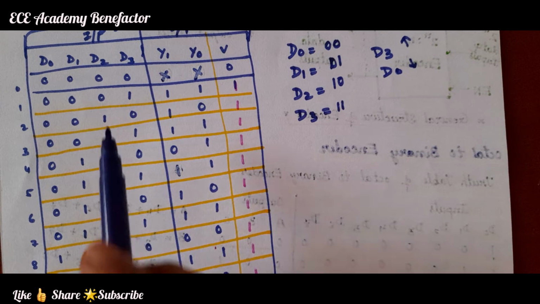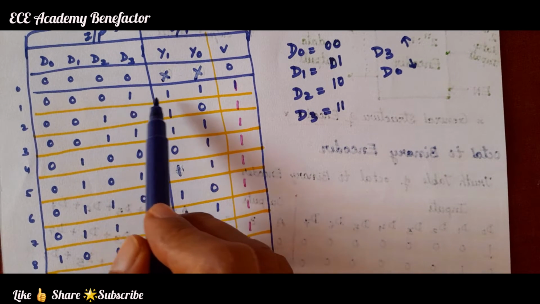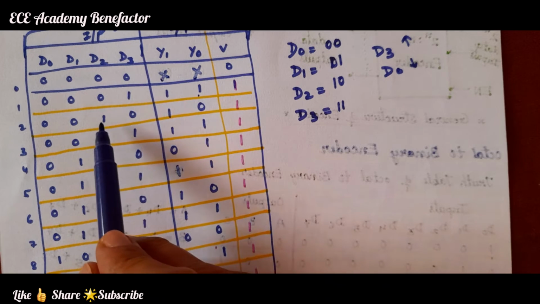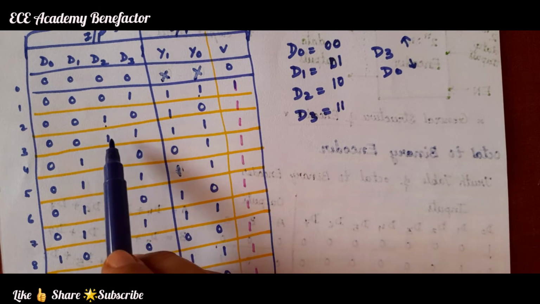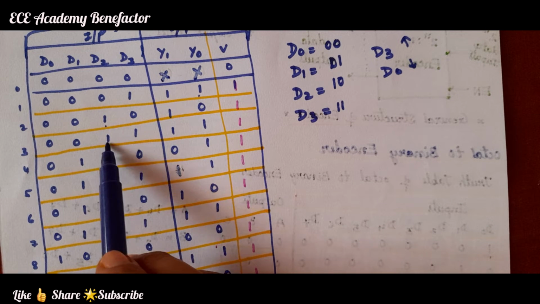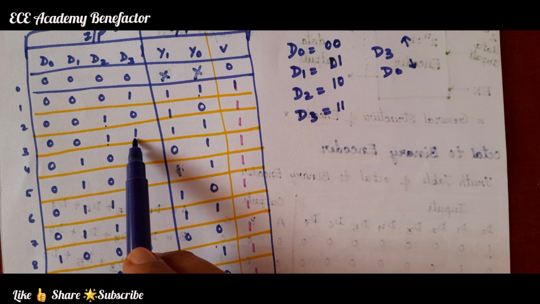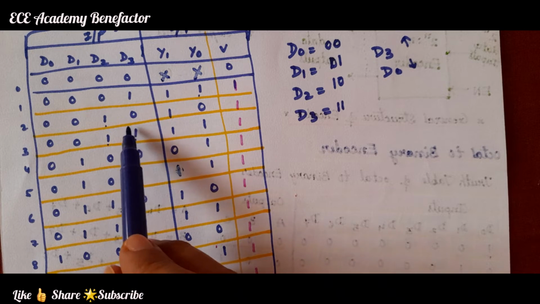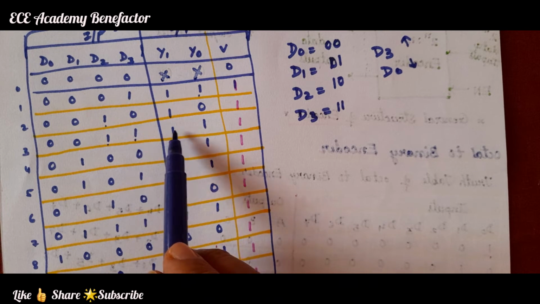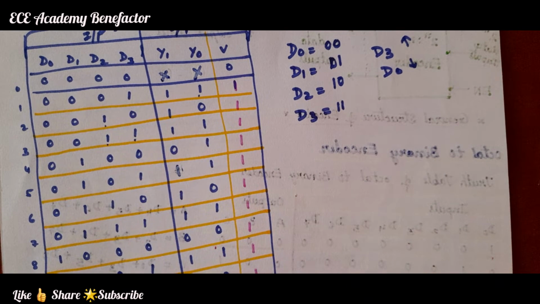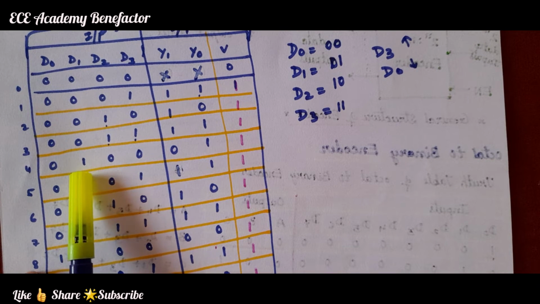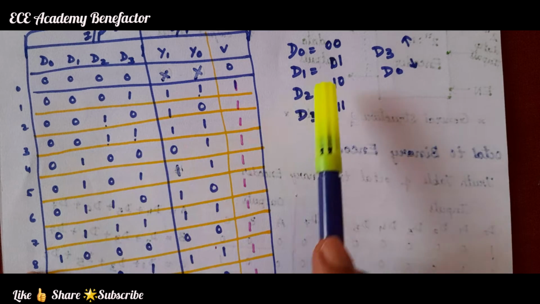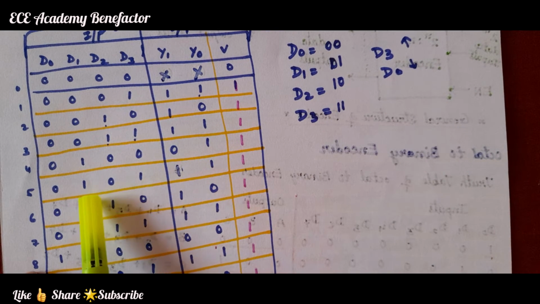So now when D3 is high, the output will be 1 1. Here D2 is high, the output will be 1 0. Here D2 and D3 are both high, so D3 has the higher priority, and according to D3 the output will be 1 1. Now coming to the fourth one, here D1 is high. D1 means what should be the output? 0 1.